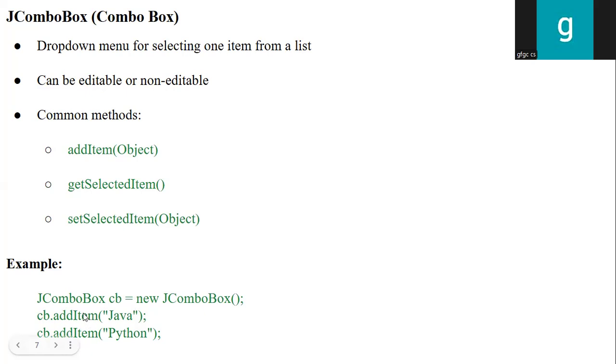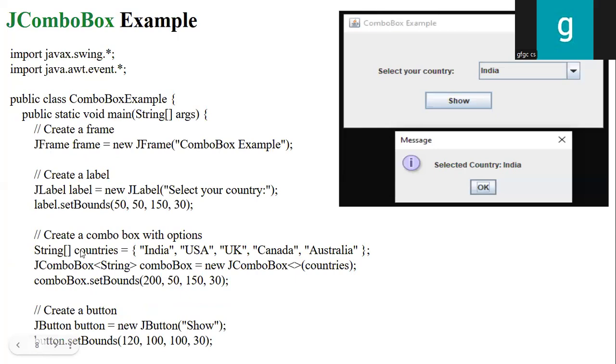Here is the example. The JComboBox class is there, and for that I have to create the object. Next, cb dot. Here I want to add items to the combo box, so I have used addItem. Here is the object of the JComboBox, cb.addItem, and I add the items Java and Python. There are two different items I have added in that combo box.